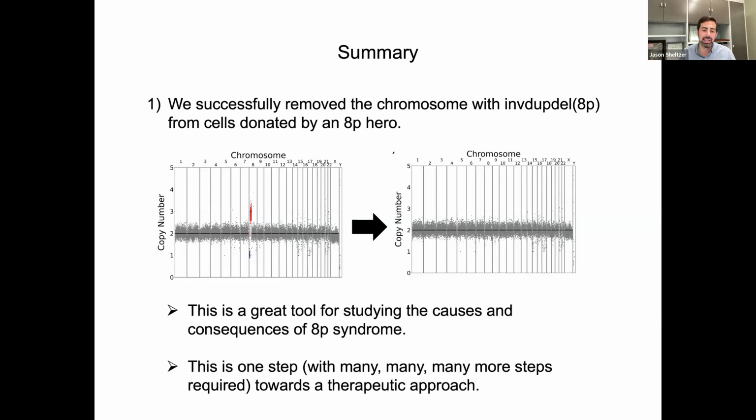And I think that this is a cell culture-based proof of principle with many, many more steps required. But I think it's one small step towards a potential therapeutic approach. Because if we can correct the aneuploidy in cell culture, I think that's the first step towards potentially correcting this rearrangement in an animal model or potentially in patients after many more steps are completed.